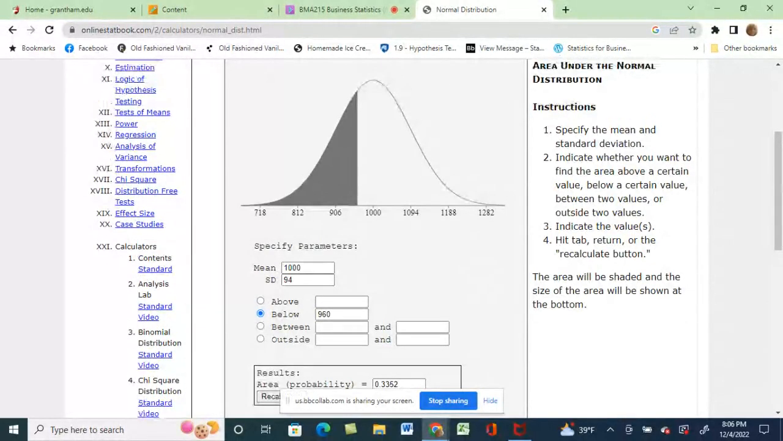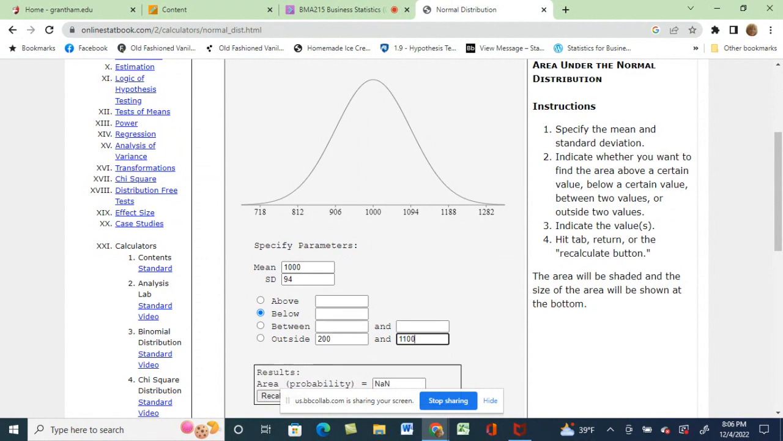So one more thing, unless you have more questions. One more thing I want to look at is this calculator. Above would be to the right of the z-score. Below would be to the left. Between would be between two z-scores or two values. And outside, so let's do outside just so you see it. Outside 200 and 1100. So that would be left and right.